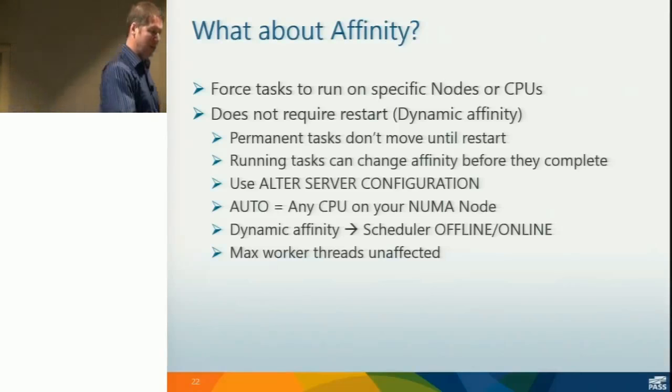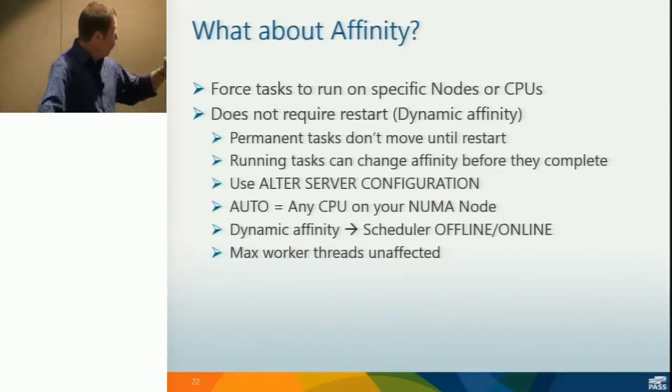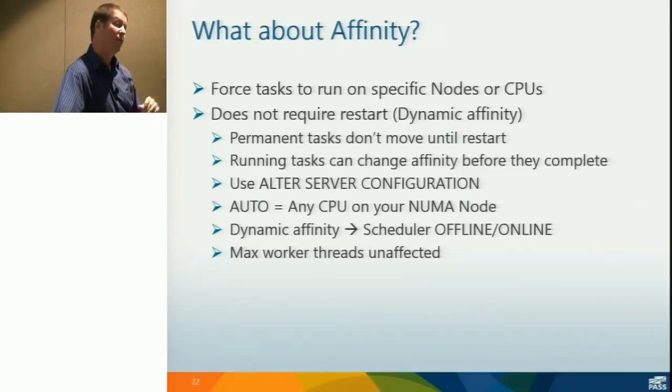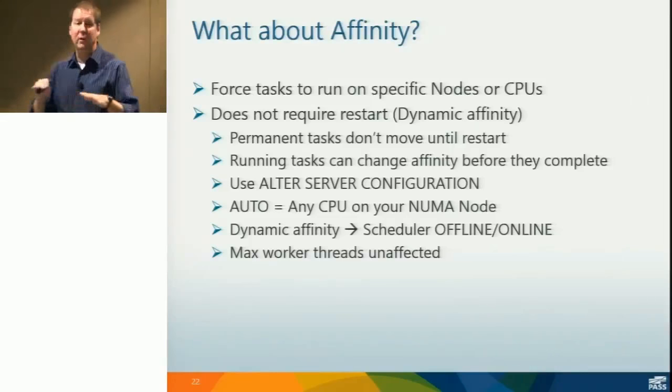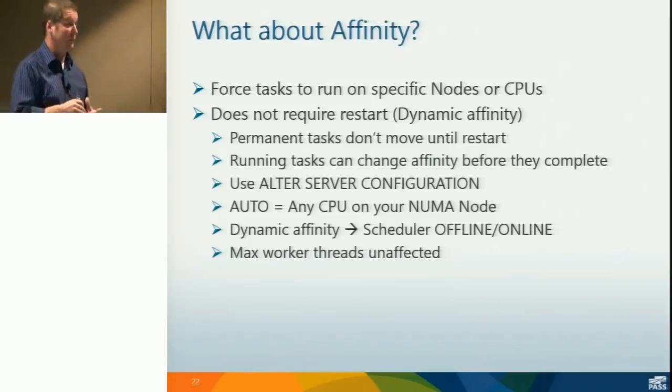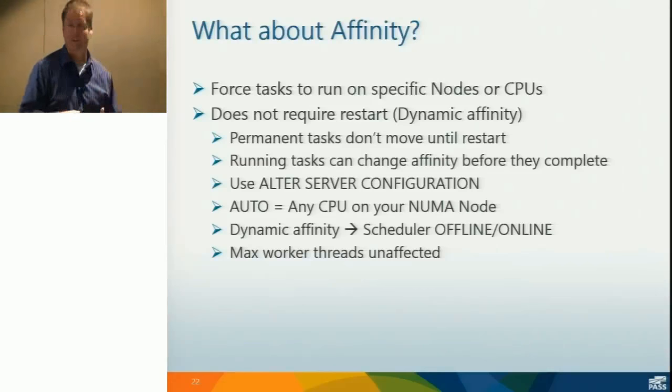Now, here's a concept that's going to be hard to grasp. When you set dynamic affinity and use it, effectively what you're doing is turning off a scheduler. So if you say, I want to affinitize node 0, but I've got two nodes, node 0 and node 1, what you're saying is turn node 1 off. Turn the schedulers on node 1 off and don't let any work happen on there, except for your permanent task, which can't move. And then max worker threads are actually unaffected.